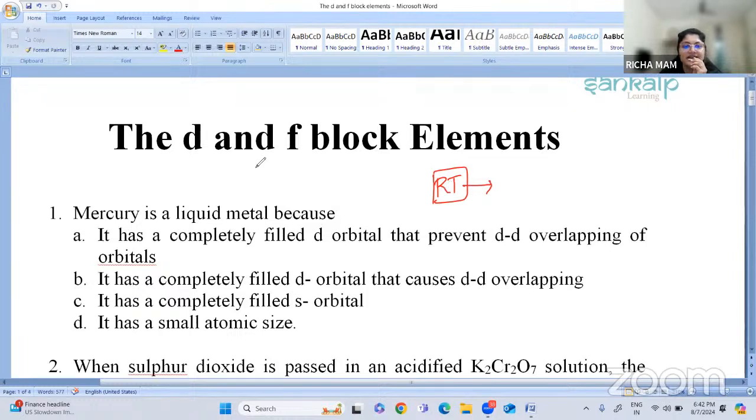If you try to boil it, it will boil. If you try to freeze it, it will freeze. So yes, it can be frozen in the refrigerator. Fine. So let us go for the next question.